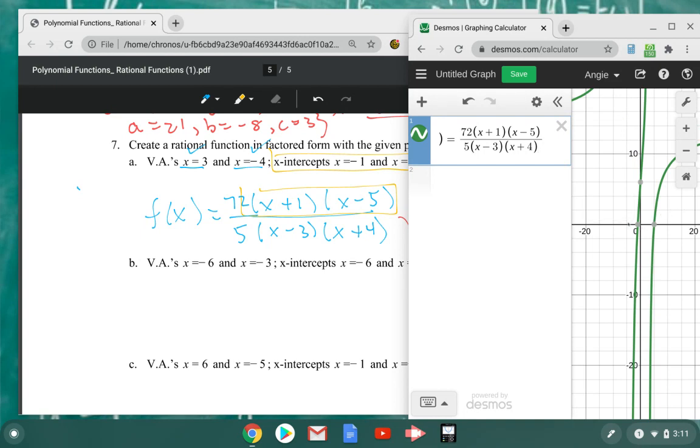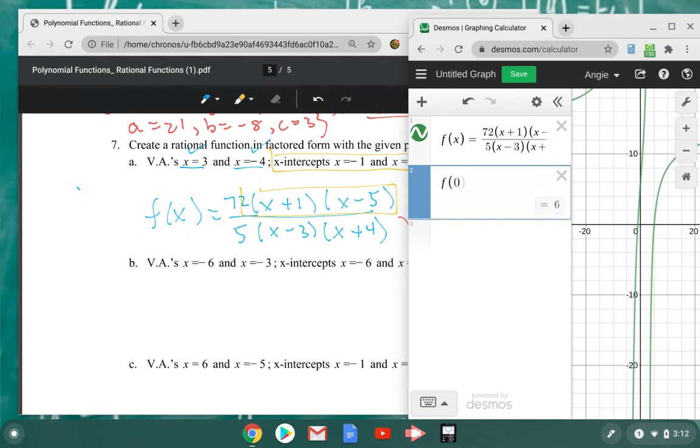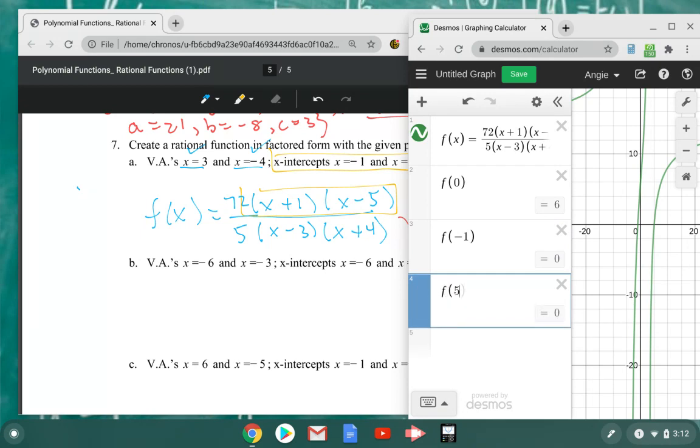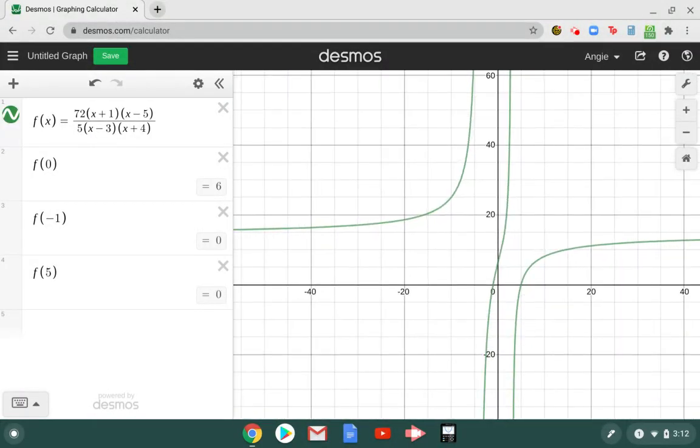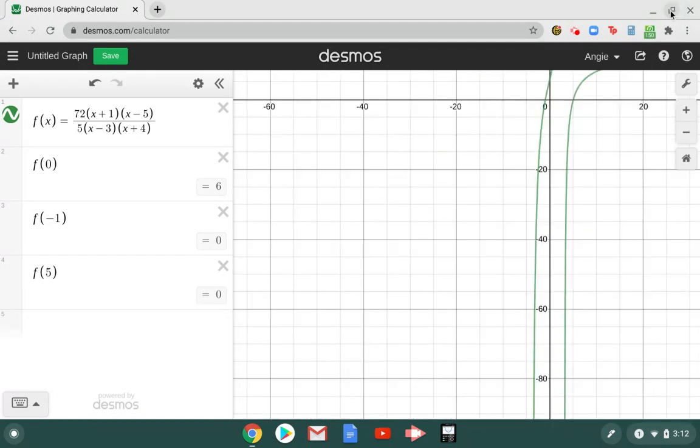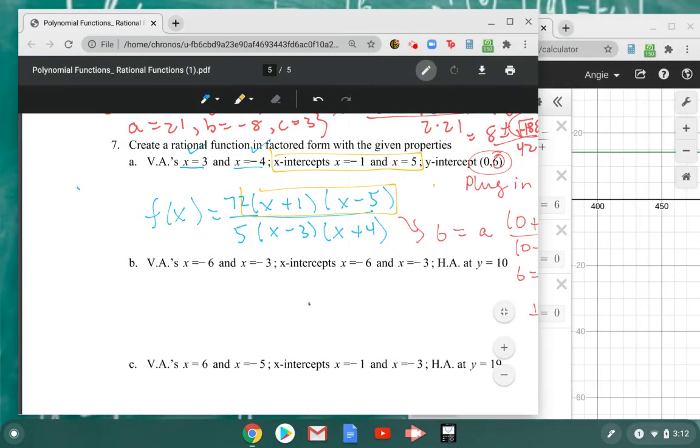Okay, so let's check f of 0. And f of 0 equals 6, so that makes me super happy. We also have x-intercepts of negative 1, so let's try f of negative 1. It should be 0, excellent, and 5. f of 5 should also be 0. So I'm feeling really, really good about my function, and you could do even more with it if you wanted, just to make sure that you had the right look. Okay, so there's that first function. Okay, let's do the next one. Kind of getting the swing of it here.